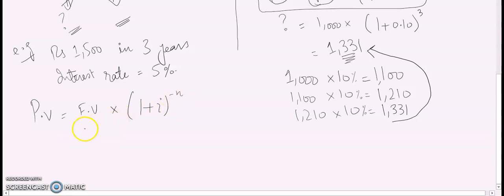Now, put the figures in this formula. We don't have the present value, right? We know the future value, what we want in 3 years' time. 1 plus the interest rate, that is 5%, that comes to 0.05, right? Raised to power, how much time? 3 years, okay. 3 comes here. And what do we get? Simply use the calculator. I'm gonna use the calculator.